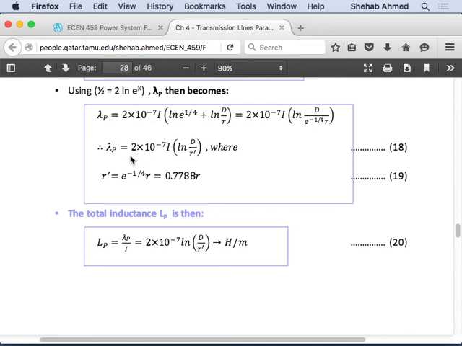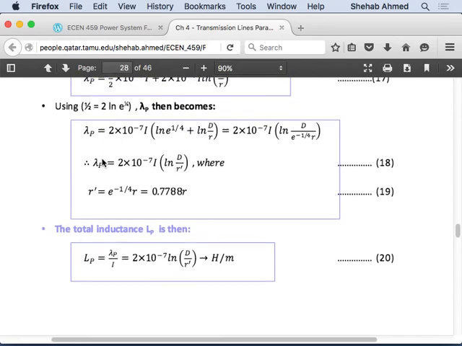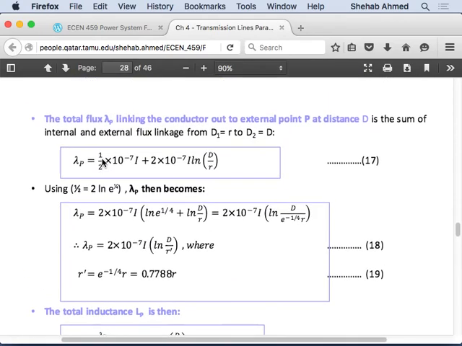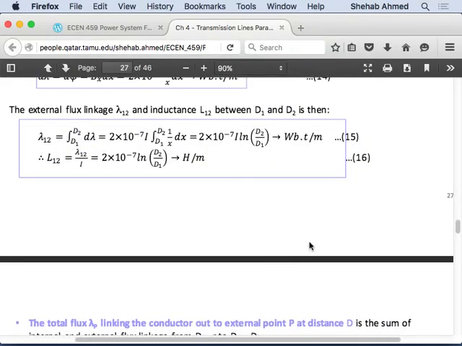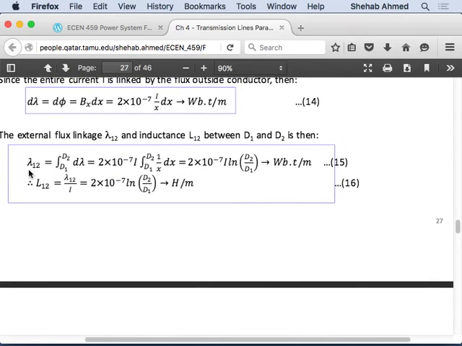So how about if I want to calculate the flux linking conductor P due to another conductor? How would I do that? Think of this. This was flux linking what? Flux linkage between points 1 and 2 in space, right? Points 1 and 2 in space had flux linkage between them due to some conductor carrying current I, right?